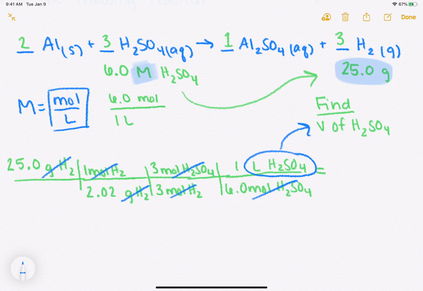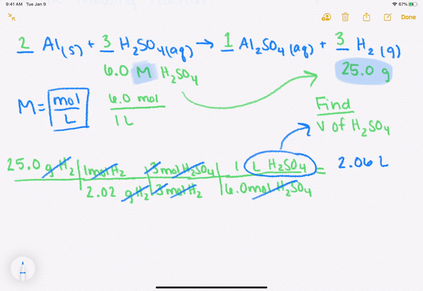If we want to make our math even easier, we can even cancel these 3's because we know that 3 divided by 3 is just 1. So when you solve this, you should get 2.06 liters.